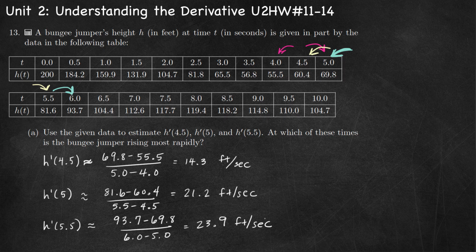At which of these times is the bungee jumper rising most rapidly? So that would be the one with the highest slope value. The 23.9 is our fastest rate. So that would be this one, 5.5, at time t equals 5.5.